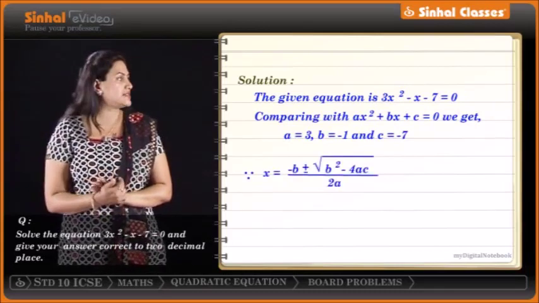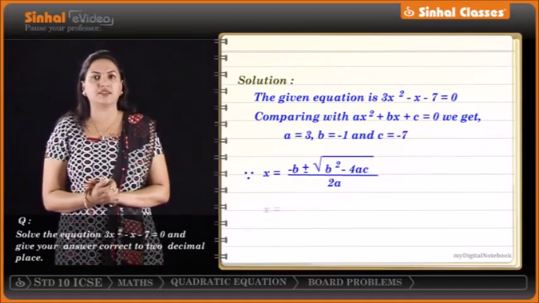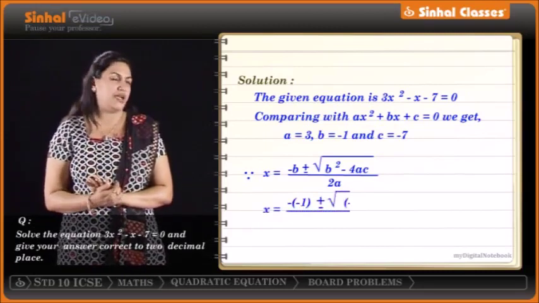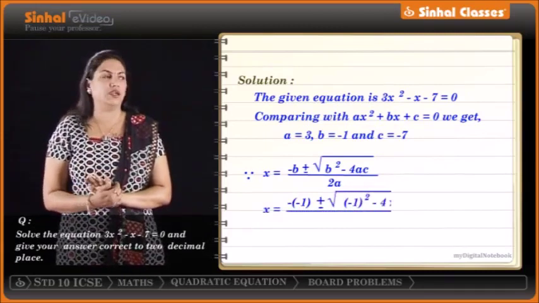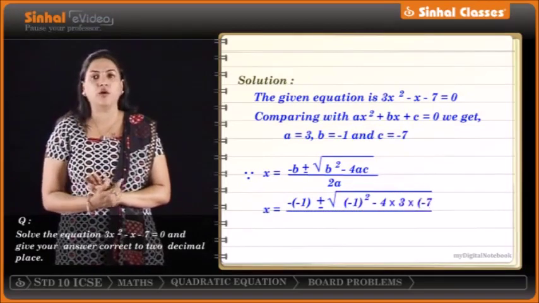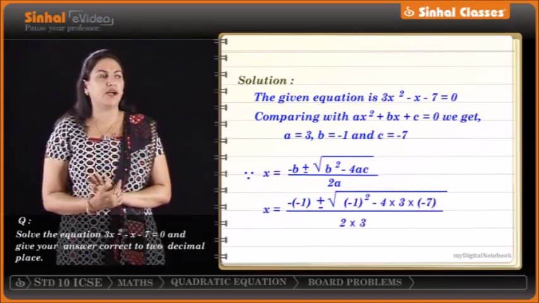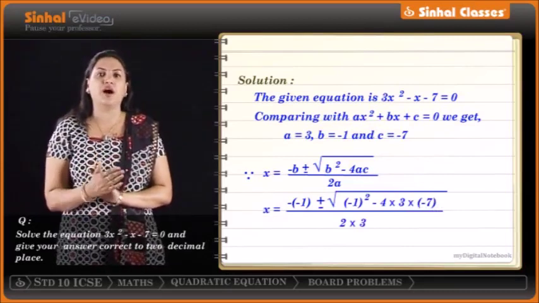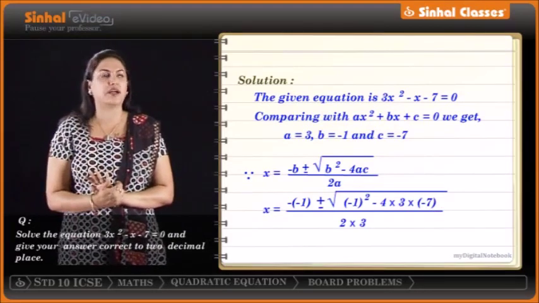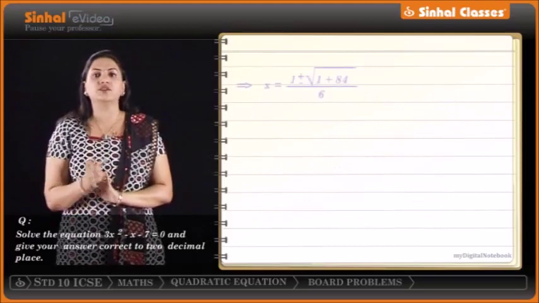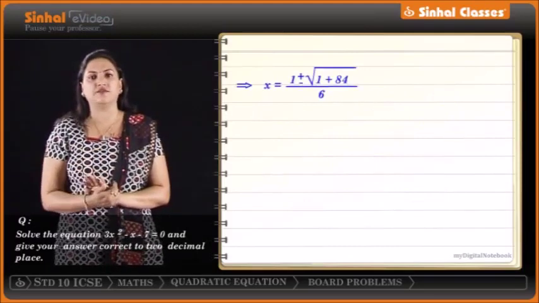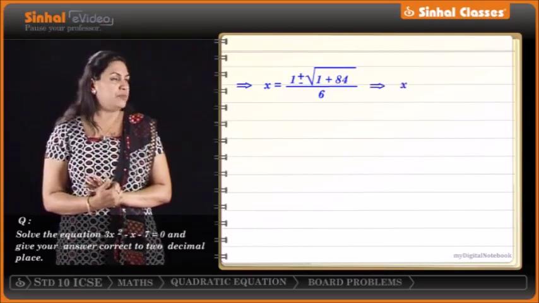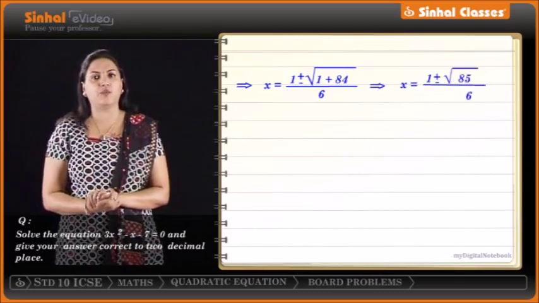We get x is equal to minus of minus 1 plus or minus root (minus 1) the whole square minus 4 into 3 into minus 7 upon 2 into 3, which is simplified as 1 plus or minus root 1. Now that minus 4ac term becomes plus 84. So in the root we have 1 plus 84, that is root 85. So our next step is 1 plus or minus root 85 upon 6.